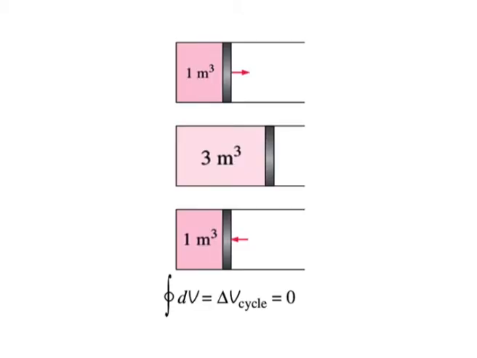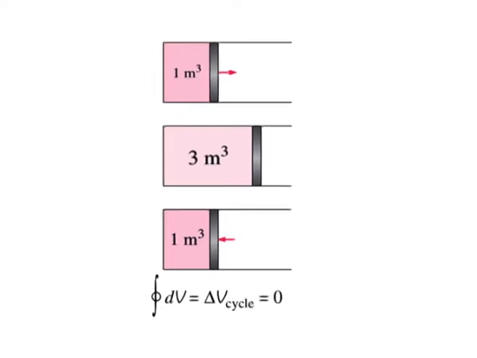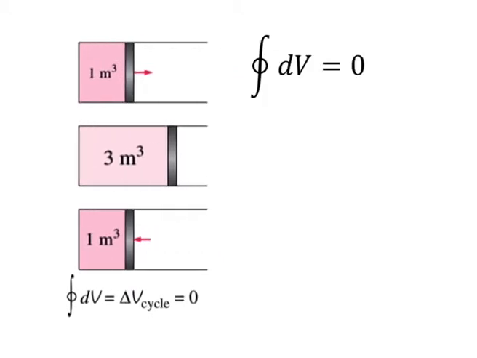Now consider the volume occupied by a gas in a piston cylinder device undergoing a cycle. When the piston returns to its initial position at the end of a cycle, the volume of the gas also returns to its initial value. Thus, the net change in volume during a cycle is 0. This is also expressed as the cyclic integral of dV is equal to 0. That is, the cyclic integral of volume or any other property is 0.